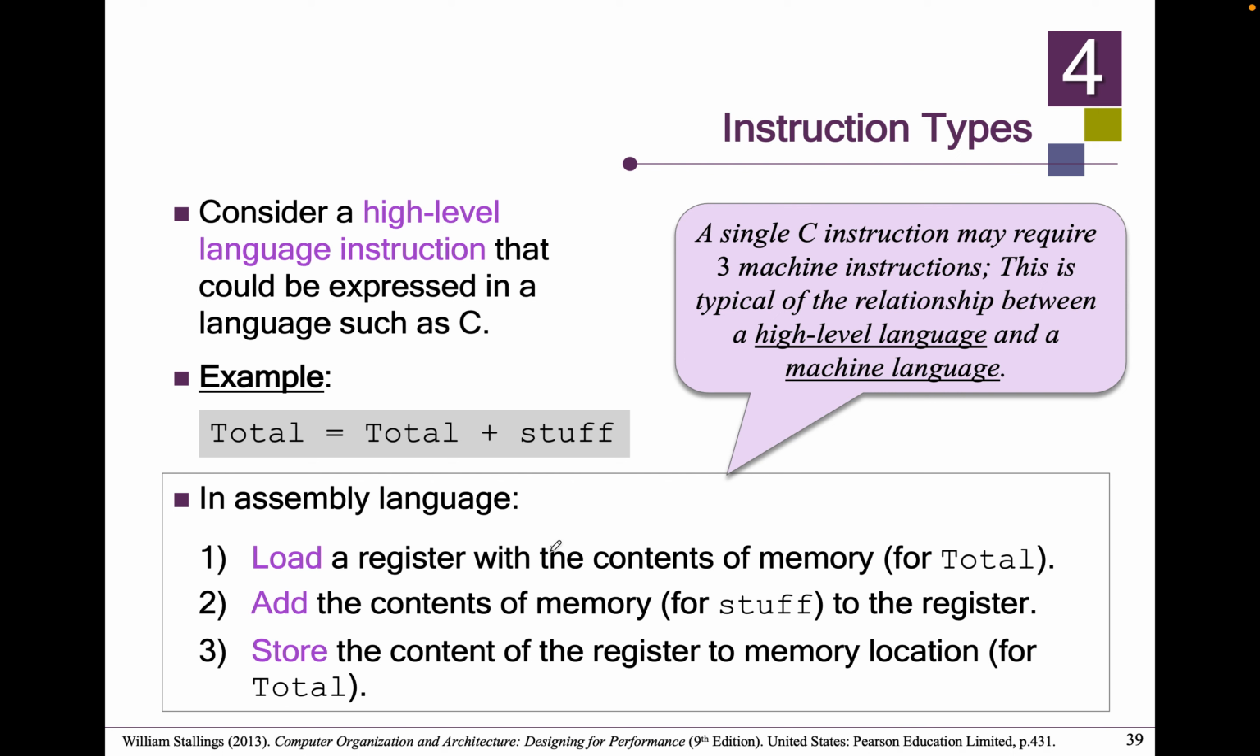So here is the example. You can see assembly language. First of all, you're going to load a register with the content of memory of your total there. Let's say I give you an example. When you have total, you declare it first, right? Total, say, is at 100H, and you're going to load this value first.